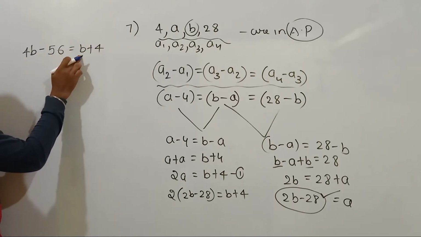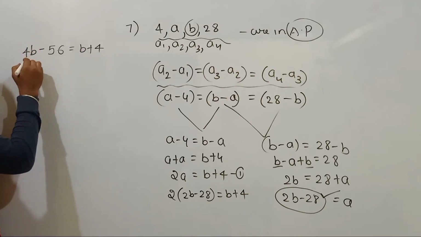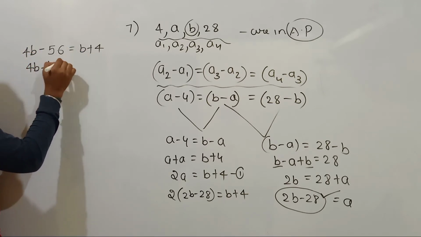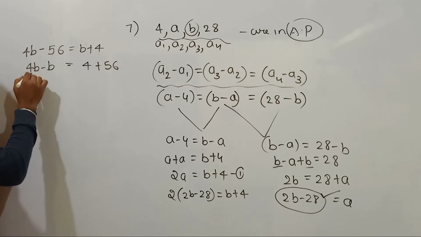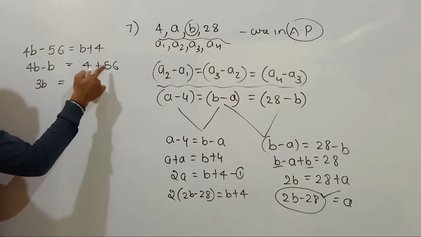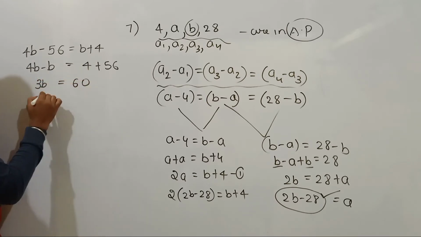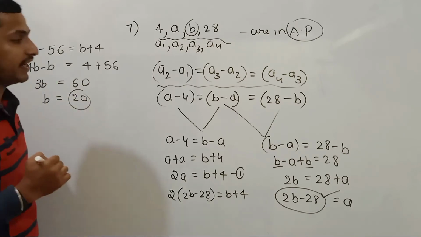Now I will bring this B to the other side. This plus B will become minus B. 4B minus B is equal to 4 plus 56. 4B minus B is 3B is equal to 4 plus 56 is 60. B is equal to 20. The value of B is 20 here.